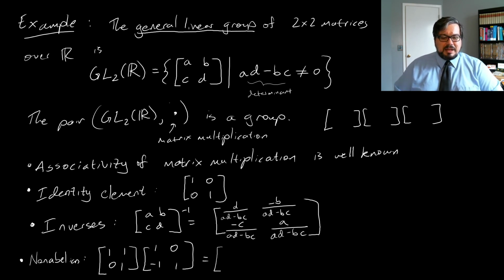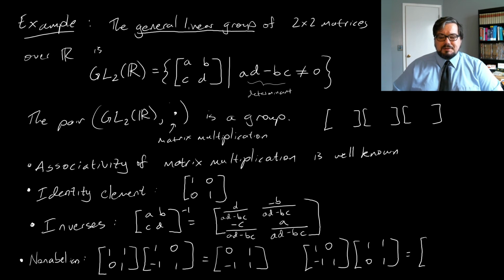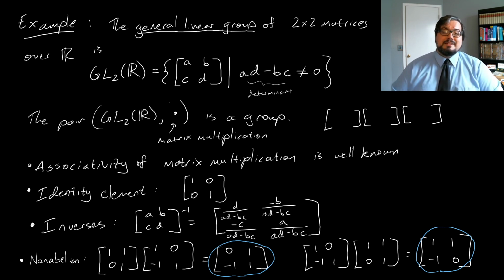And notice that if we multiply these together, we're going to get 0, 1, negative 1, and 1. But if we multiply them in the other order, if we take 1, 0, negative 1, 1 times 1, 1, 0, 1, we get 1, 1, negative 1, and 0. So in particular, the two results that we get when we change the order of the multiplication are different from one another. And that shows that this group is non-abelian.